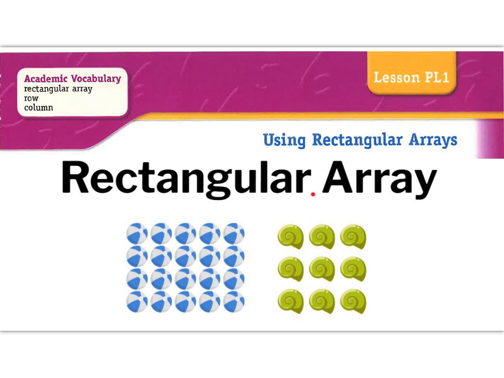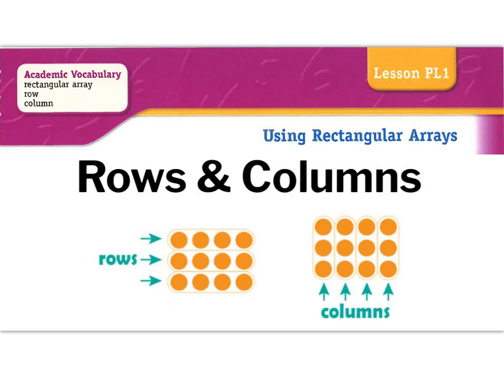Another word is rectangular array. An array is arranged like this. You can see it's a rectangle shape, but it's made out of rows and columns. So you can see here, rows go from side to side and then columns go up and down. And you can see when it's arranged in rows and columns that it makes a rectangle, so we call that a rectangular array.